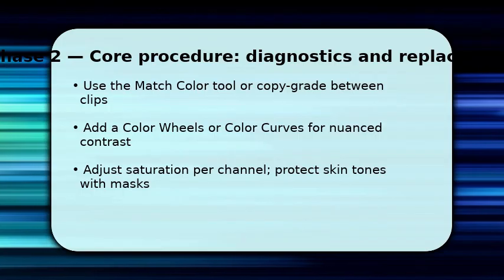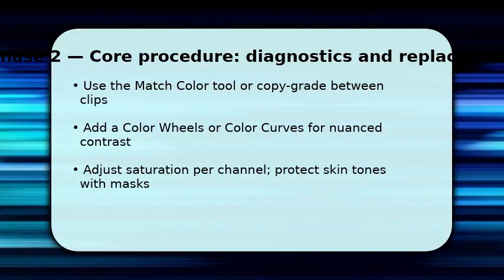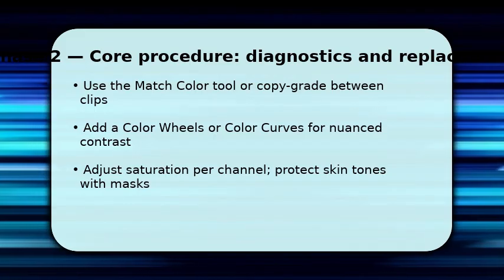If skin tones shift, sample and use a hue/saturation curve or draw a mask to protect faces. Make subtle per-channel saturation tweaks. That preserves saturation balance. Make sure to scrub multiple frames. Lighting can change, and one frame is not the whole scene.